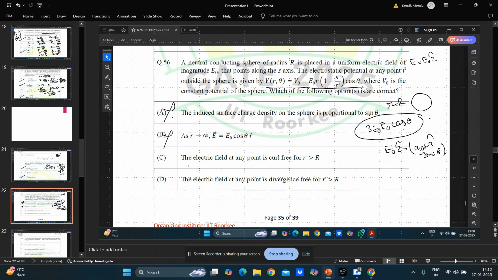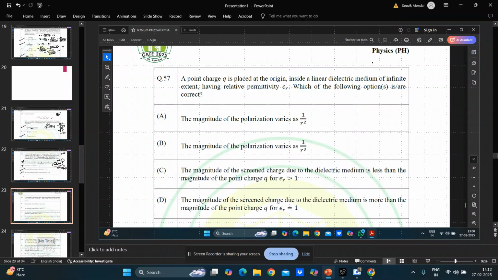And the electric field at any point is curl free, yes. Electric field is curl free. And for r greater than R, it is also divergence free, because there is no charge present at all. So these two options are not correct. Someone may make a silly mistake thinking it is cos theta r hat because of the z hat, but z hat is not cos theta r hat. z hat is equal to cos theta r hat minus sin theta theta hat. Now for this problem, you have a medium of infinite extent with permittivity epsilon r.